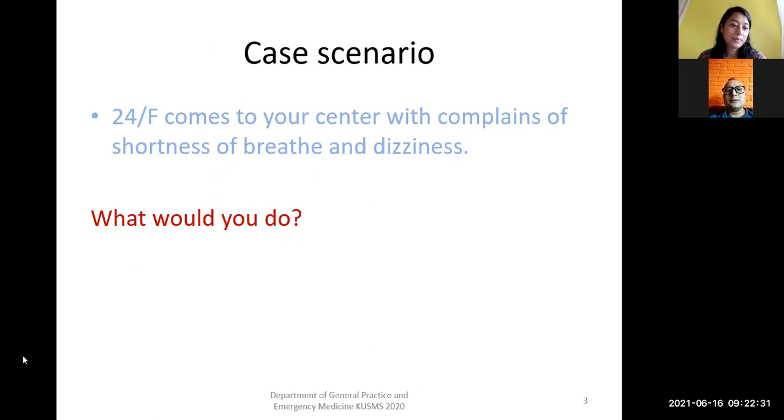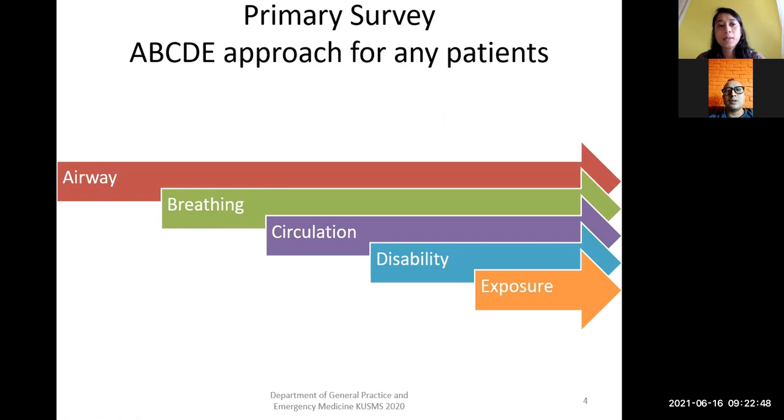So the case scenario: we have a 24-year-old female who comes to our center with complaints of shortness of breath and dizziness. So what would you do next? With almost all acutely presenting cases, we go for the primary survey, that is the ABCDE approach. The airway, breathing, circulation, disability, and exposure should be assessed, and if there are any problems, we should address the issues right at the same time.